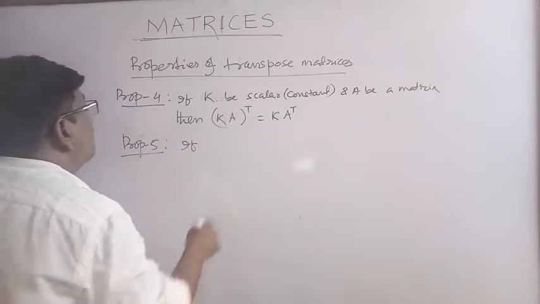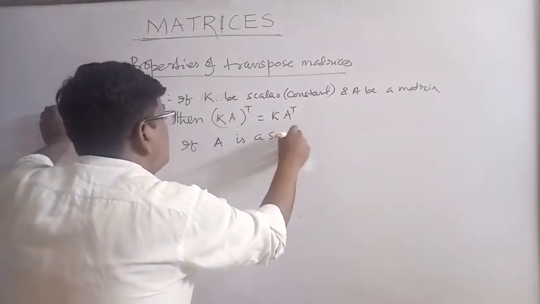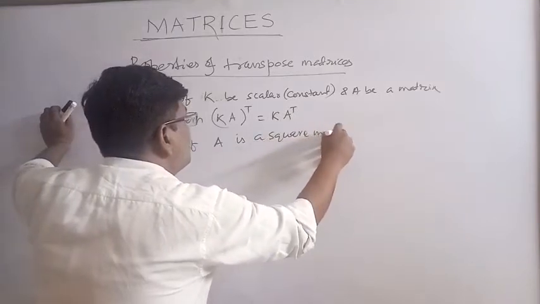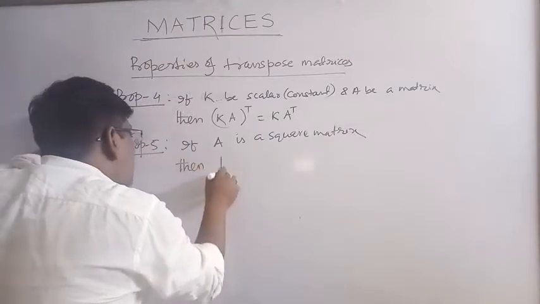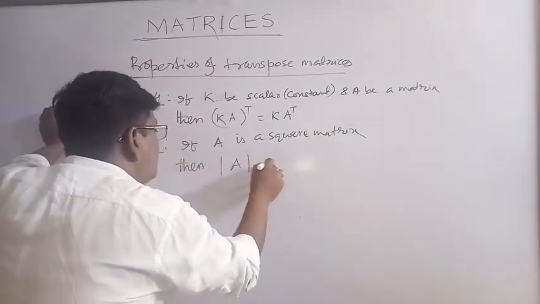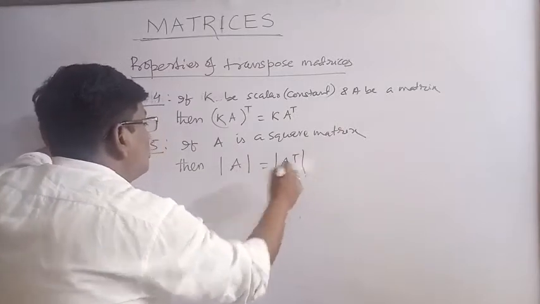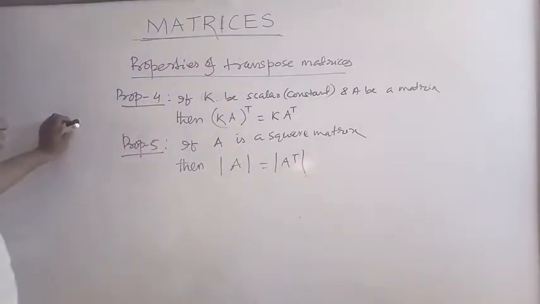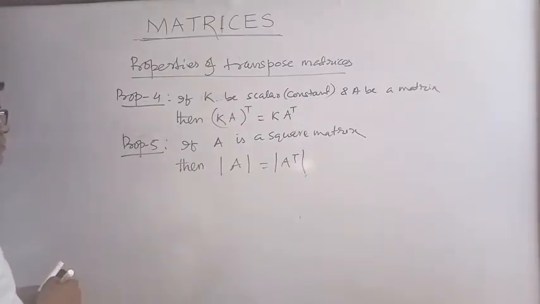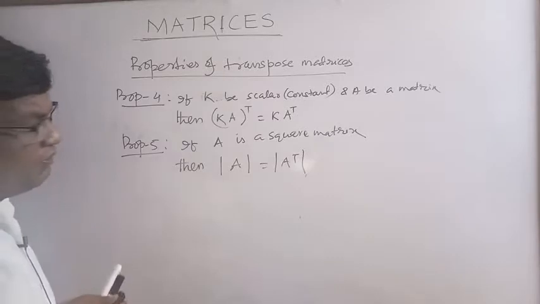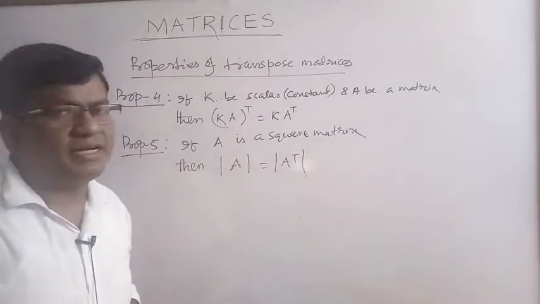Property 5: if A is a square matrix, then determinant of A is equal to determinant of A transpose. Okay, this is property 5. Now some questions related to transpose of a matrix.